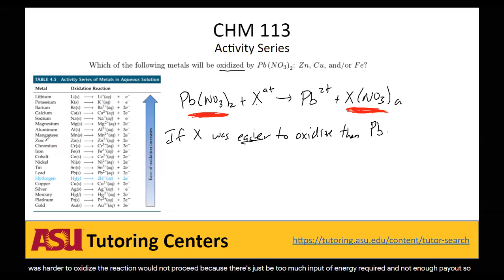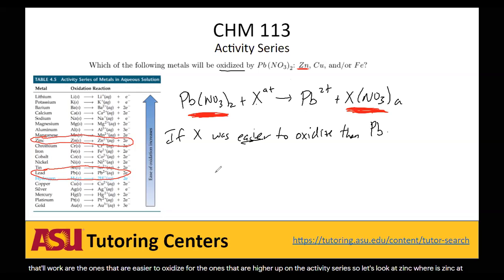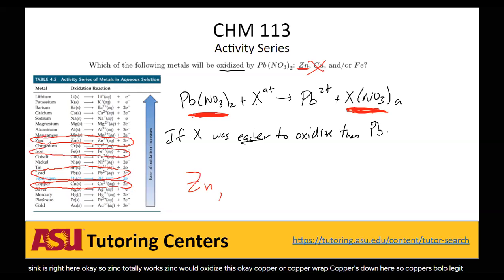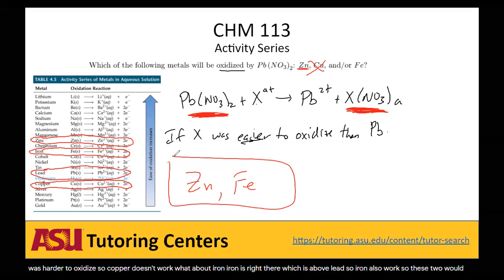So let's find lead. Lead is right here on our activity series. The only ones that'll work are the ones that are easier to oxidize, so the ones that are higher up on the activity series. So let's look at zinc. Where is zinc at? Zinc is right here. So zinc totally works. Zinc would oxidize this. Okay, copper, where's copper at? Copper's down here. Copper's below lead, so it's harder to oxidize, so copper doesn't work. What about iron? Iron is right there, which is above lead, so iron also works. So these two would oxidize my lead nitrate.